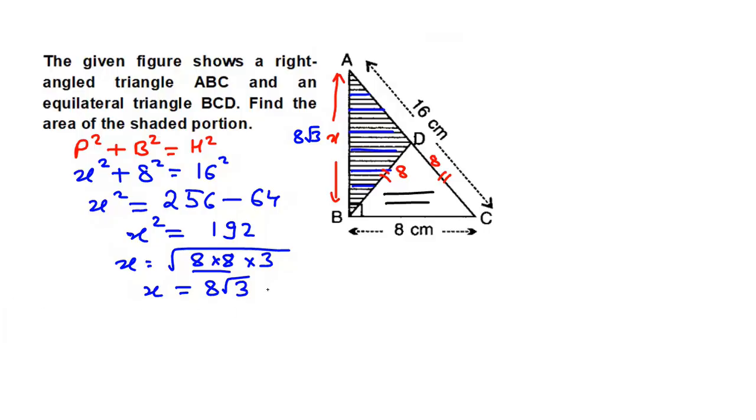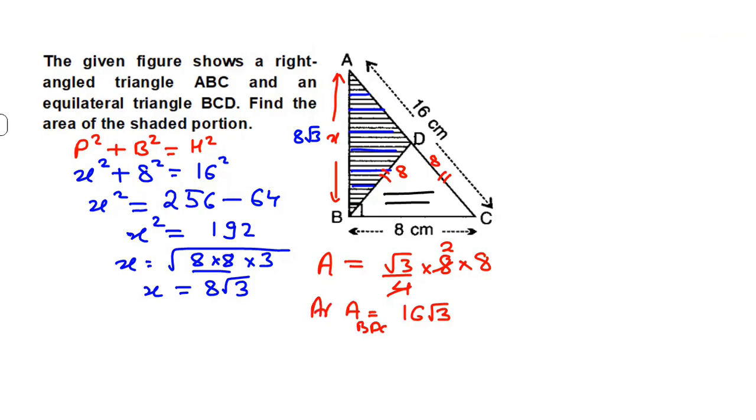So the area of this equilateral triangle will be root 3 by 4 into 8 square. So by this we'll get, this will cancel 2 times. So the area is coming as 16 root 3. This is the area of triangle BDC. It's coming as 16 root 3.